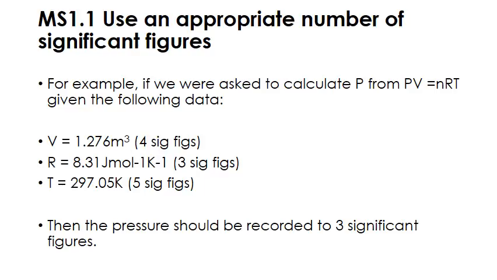If we had V as 1.276 meters cubed, then that's 4 significant figures. R is 8.31, which is to 3 significant figures, and T is 297.05 Kelvin, which is to 5 significant figures. So we said on the previous slide that you record the answer to the same number of significant figures as the least. In this case, R is the one that's got the least number of significant figures. It's got 3 significant figures. So when you calculate the pressure, you then record your answer to 3 significant figures.